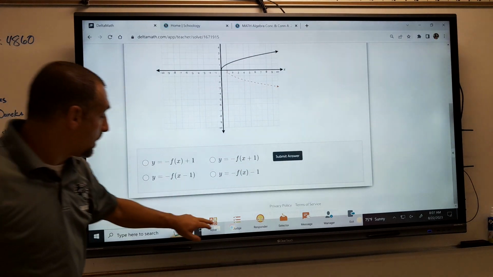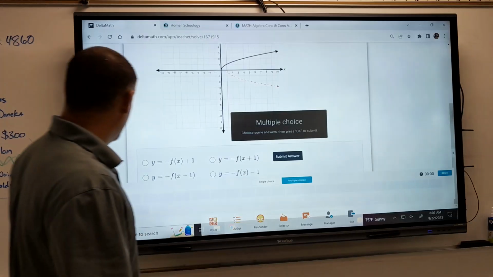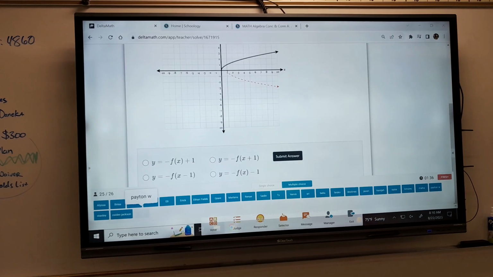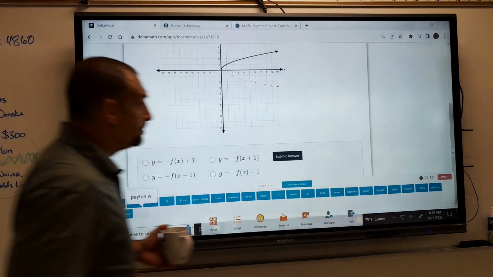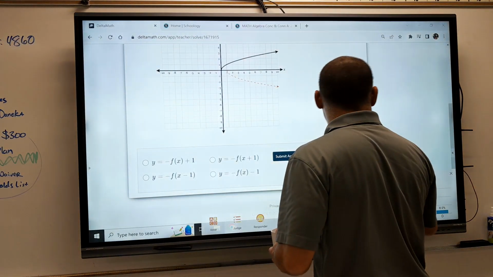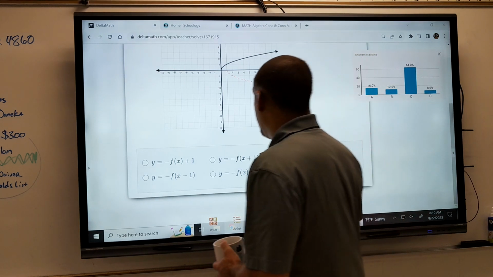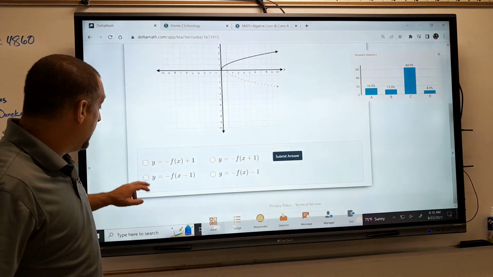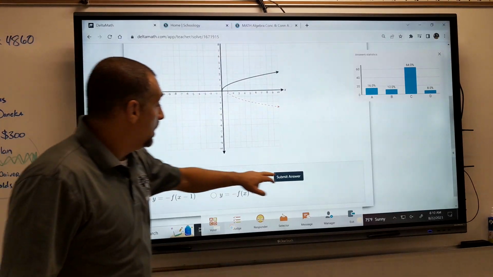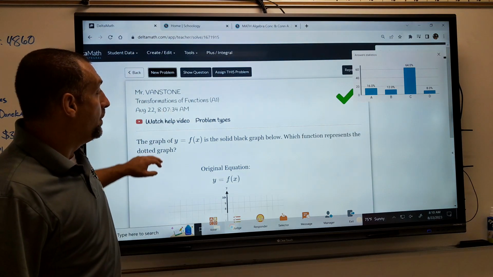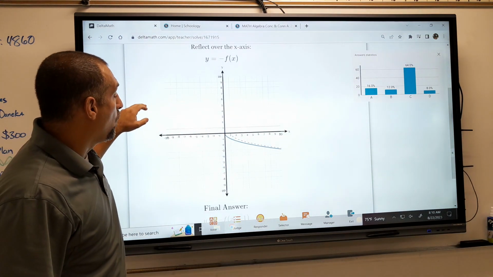Good luck with this one. All right, let's see what our results are. This one's also a little tricky. We've got the flipping going on. A lot of people picked C. Let's see if we are correct. A, B, C. Yeah. They were correct, the 64%.